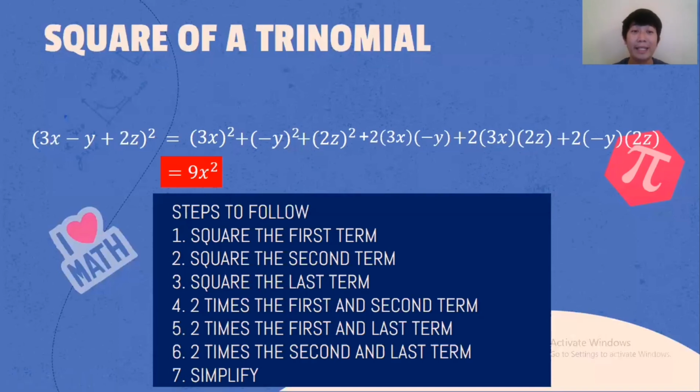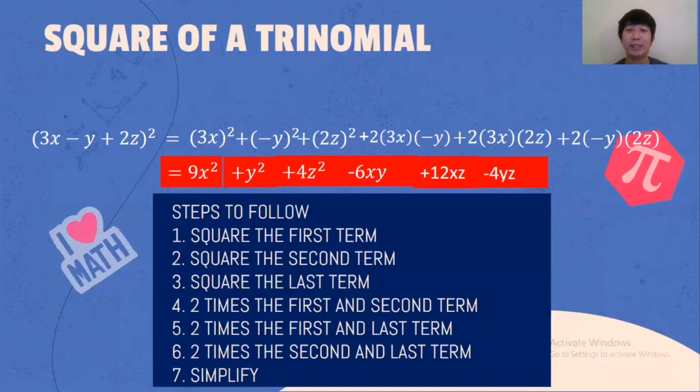3x squared, that could be 9x squared. What is negative y times negative y? That's positive y squared. The square of 2z, that is 4z squared. Next one, 2 times 3, that's 6 times negative 1, negative 6xy. 2 times 3, 6 times 2, 12xz. Very good. 2 times negative 1, negative 2 times 2, negative 4yz. That will be our final answer. I hope you understood. Let's go on to the next special product.